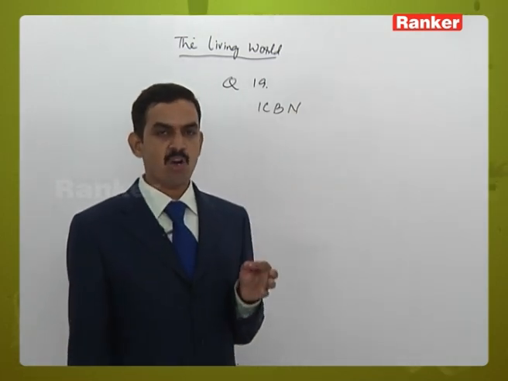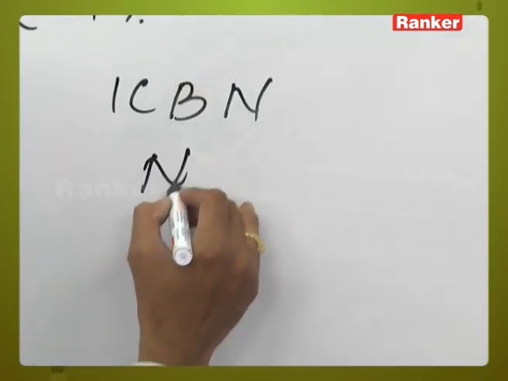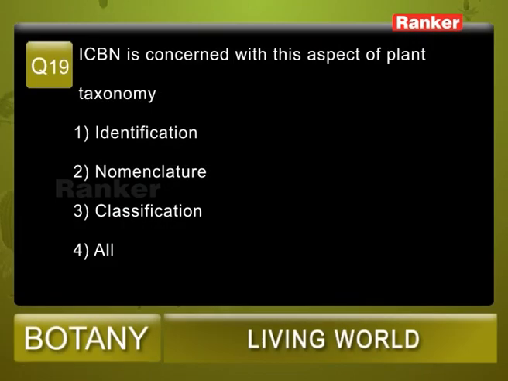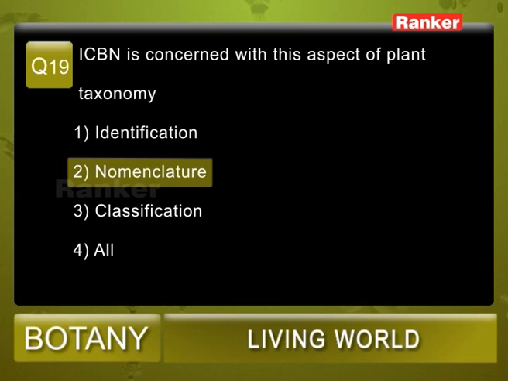Naming of any living organism is called nomenclature. That means ICBN is related to nomenclature of the plants. So question number 19, the correct answer is 2.